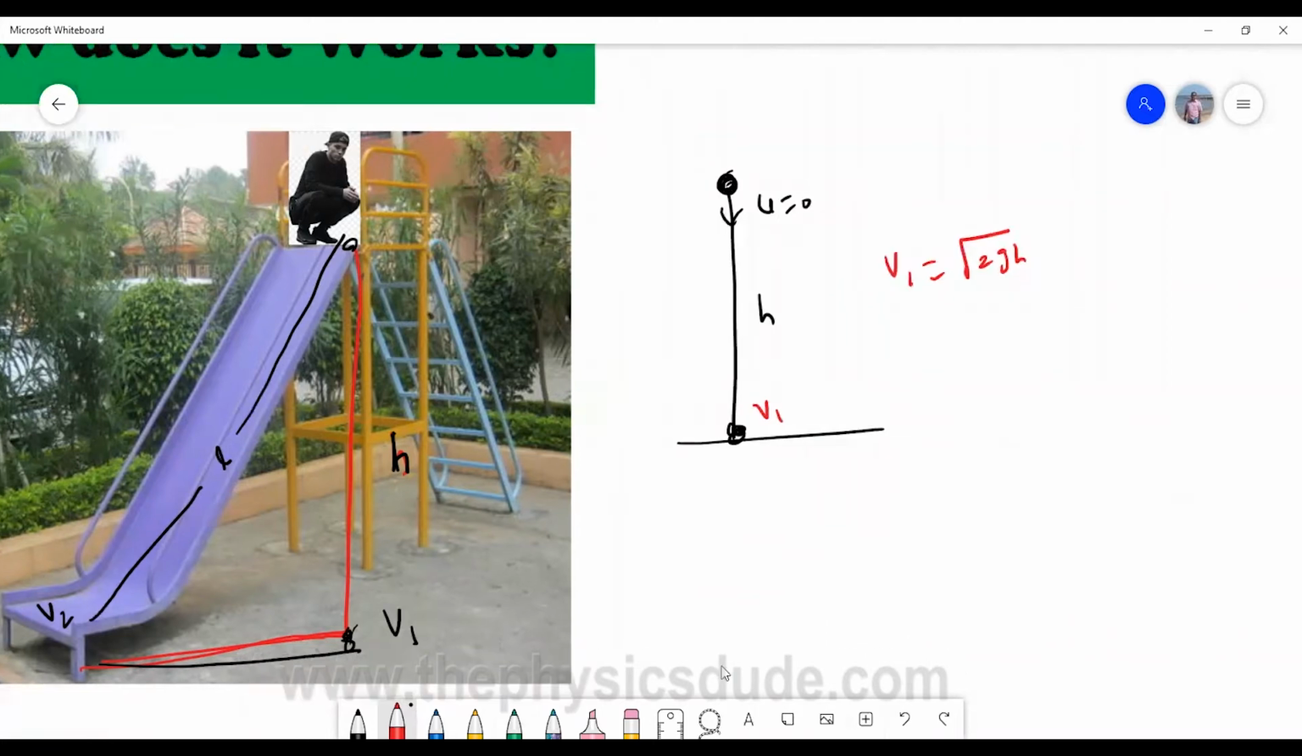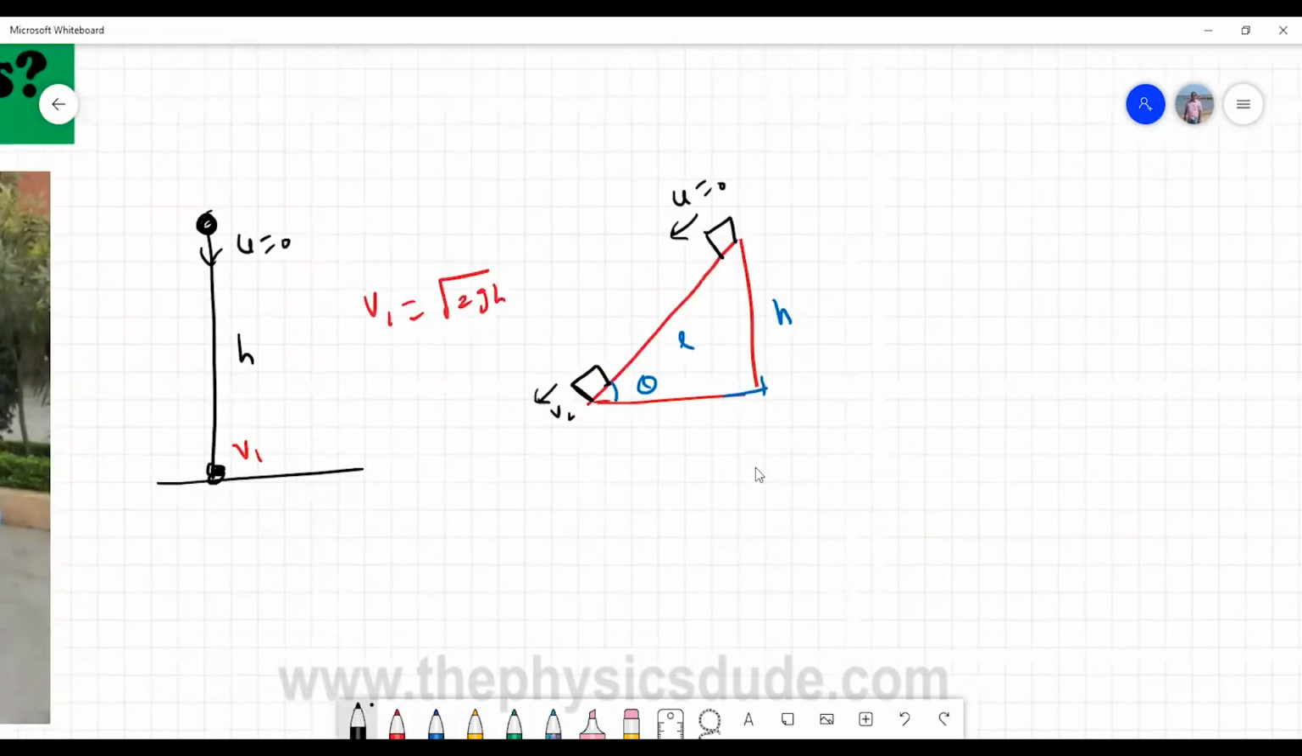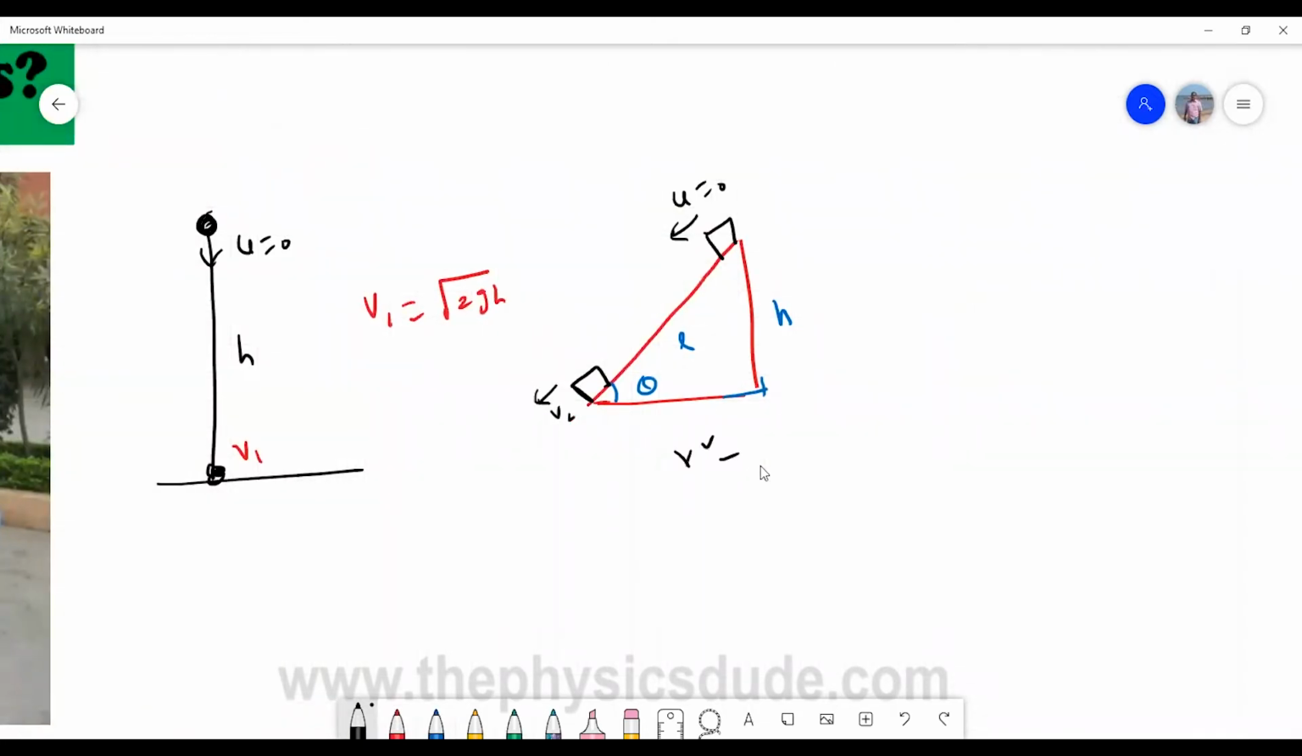Now let's take the second case. If you look at this, this is how the inclined plane looks, and for our convenience, let's take some angle theta, and this is h, this is L. In the second case, the man will slide along the plane. So again, in this case, u is 0. Now I want to find out what is the velocity at this point. I'll call it v2. Again, if you apply the equation, v square minus u square is equal to 2as.